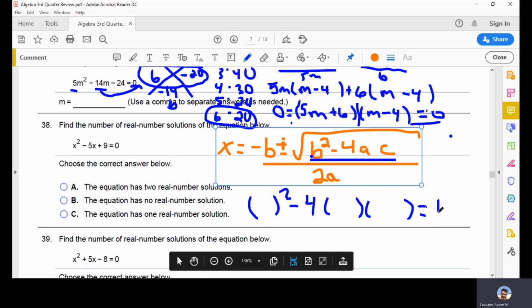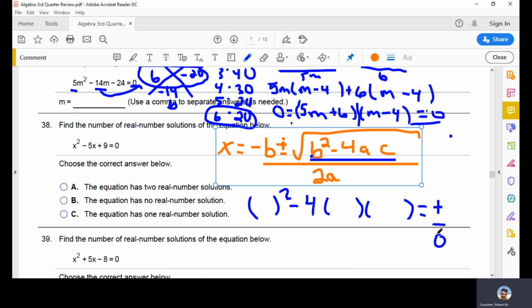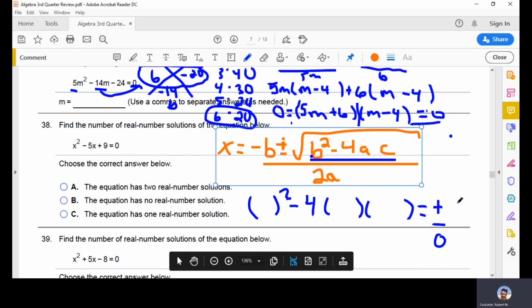This is going to equal a positive number. All right? It's going to equal a negative number. Or it's going to equal 0. Only 3 results. What the result is does not matter. It's what the sign is, or does it equal 0? If you have a positive, you're going to have 2 solutions. If your result is negative, there is no real solutions.